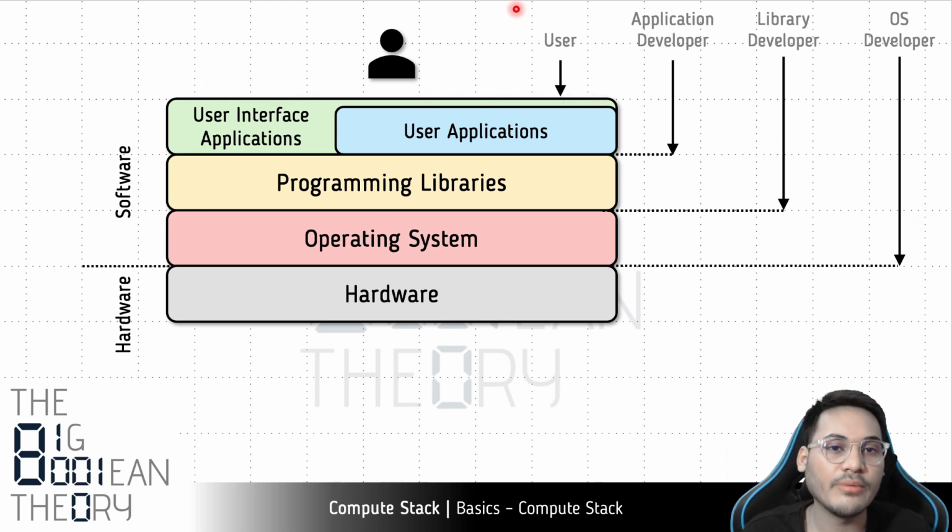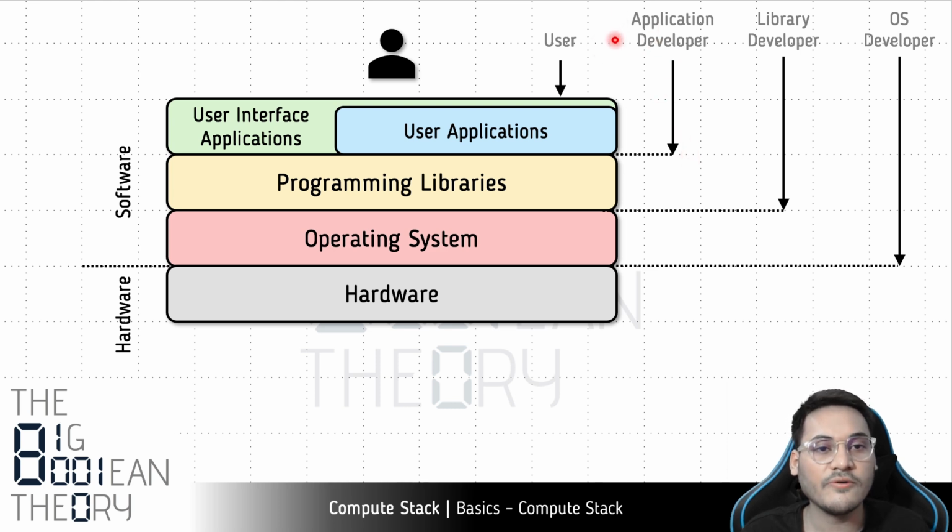Then apart from the basic user, we have a set of more advanced users that are not only concerned with using the software but also writing them. So these are called software developers. And as you can see, there are several layers in this compute stack and several interfaces. Depending on the interface on which they are doing software development, there are different kinds of software developers.